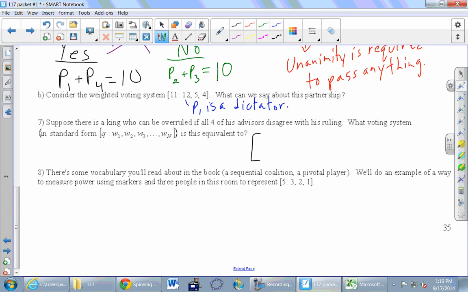Okay, so let's go ahead and start with our standard form notation. Square brackets and a colon. You have a king and 4 advisors. So how many players are there? 5. There are 5 people involved in these decisions, right? The king and the 4 advisors. So we got to have 5 numbers up here. 1, 2, 3, 4 commas.